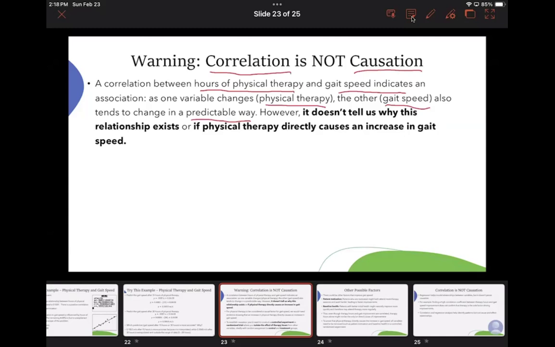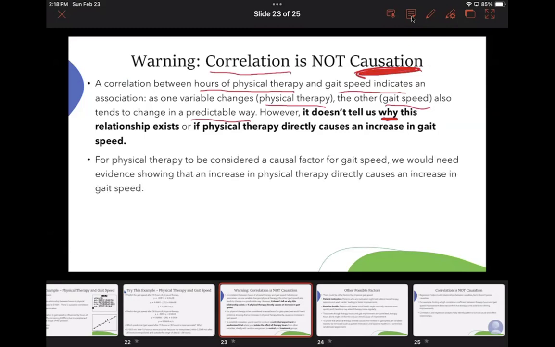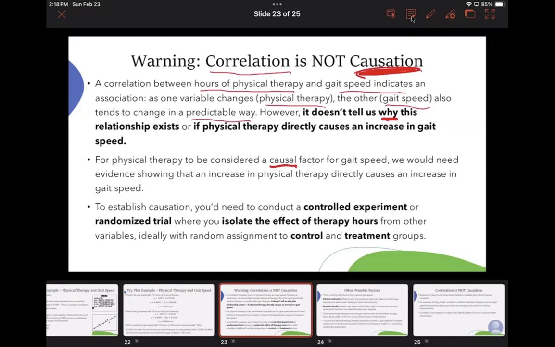However, it doesn't tell us why this relationship exists or if physical therapy directly causes an increase in gait speed. Okay, it does not tell us that we have causation. For physical therapy to be considered a causal factor for gait speed, we would need evidence showing that an increase in physical therapy directly causes an increase in gait speed. To establish that kind of proof, to establish causation, you need to conduct a controlled experiment or randomized trial.